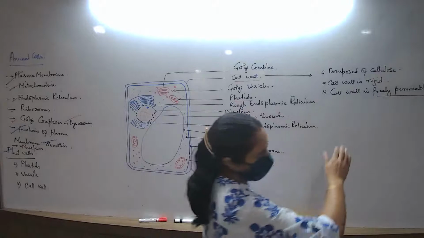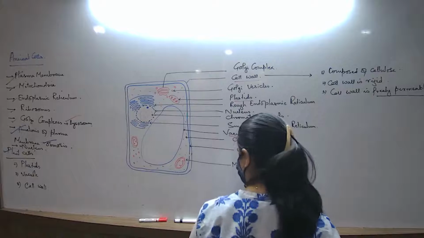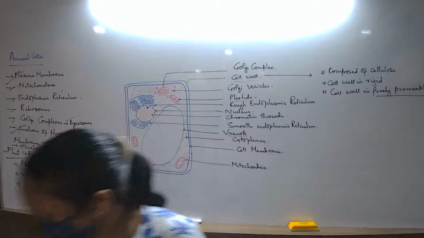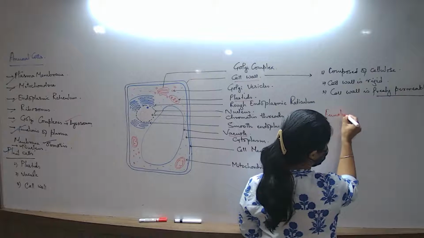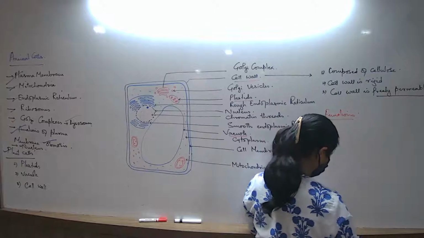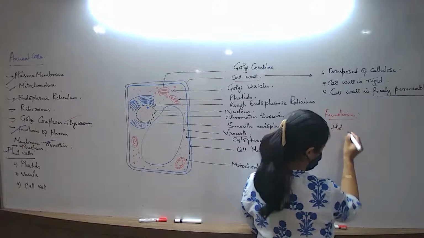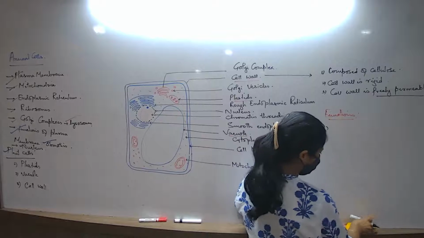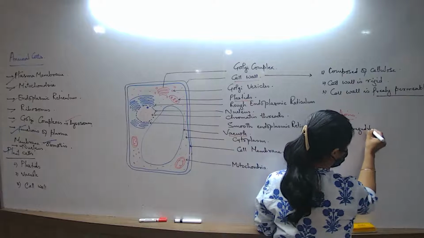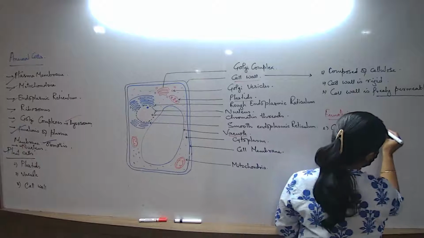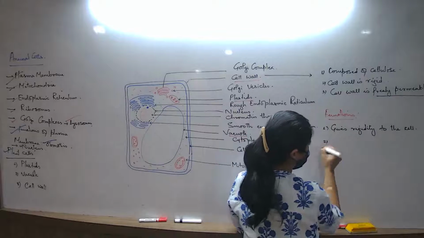अच्छा, तो ये हो गया: cell wall is freely permeable, cell wall is rigid, cell wall is composed of cellulose. Now we'll try to understand what are some functions of the cell wall. Functions are more or less like the cell membrane that we have studied. So functions of cell wall: 1, gives rigidity to the cell.